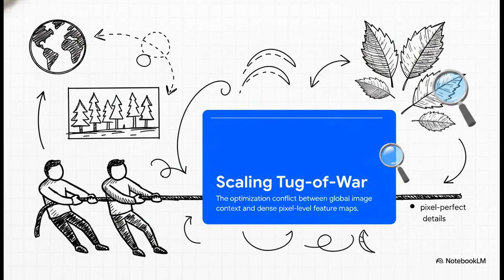See, as these models trained longer on way more data, they got incredibly good at understanding the global context of an image. They could look at a scene and easily tell you, hey, this is a forest. But they started losing the dense, pixel-perfect details. They couldn't clearly outline the individual leaves anymore. It became this intense optimization conflict between maintaining high-level semantics and preserving fine-grained geometry.